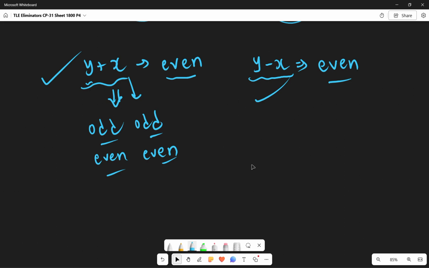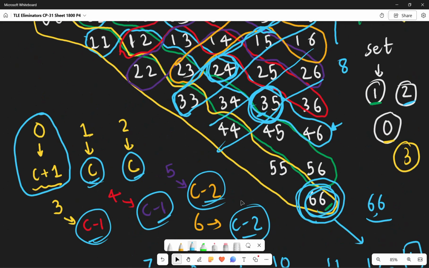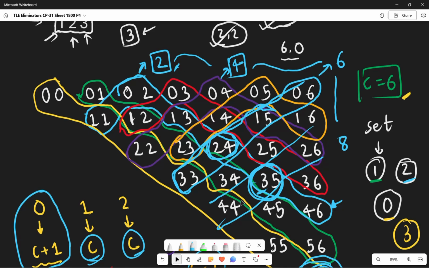That is why. And if y plus x is odd, then y minus x will also be odd. So that is the reason why they both do not intersect. Okay, so that is the thing.